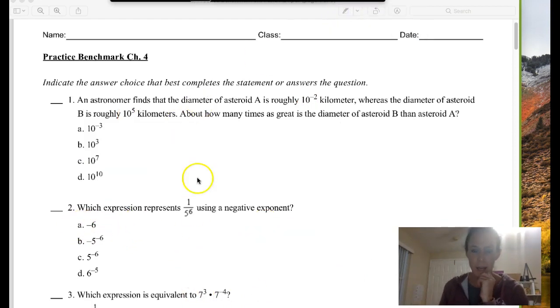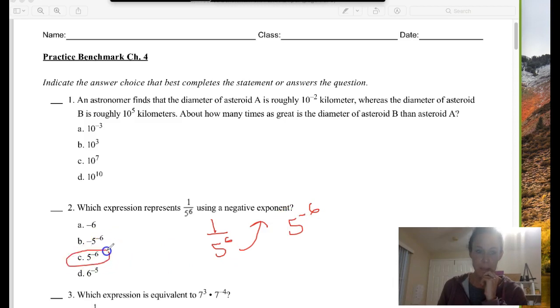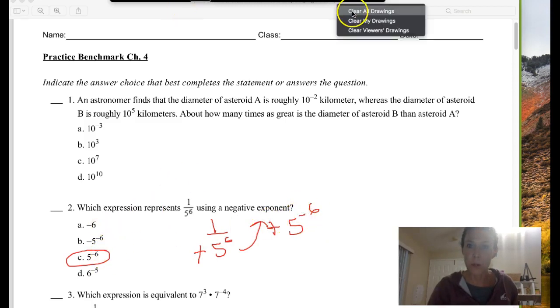So using that, if I want to make this be a negative exponent, I just bring it to the numerator and change the exponent to a negative, 5 to the negative 6 power. And that will be C, 5 to the negative 6. Don't put the negative in front of the 5. This was not negative 5 to the negative 6 power. So that was not that. It's positive. All I do is bring this up and make this a negative exponent. So it's C. Let's go on to number 3.